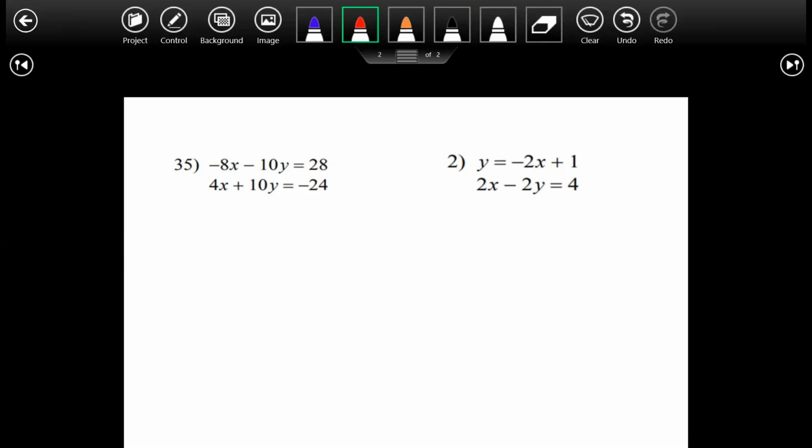Some of these are nicer to do for substitution or elimination. Now, it doesn't tell you which one to use. You have to be able to determine that. It says use any method to solve this system. Systems deal with substitution or elimination. You want to be able to identify the type. It doesn't matter which one you use.